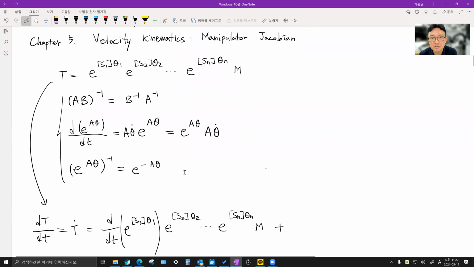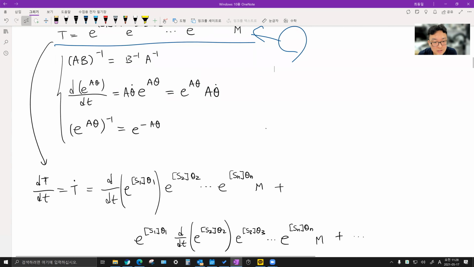Then let's continue to the velocity kinematics. We know this forward kinematics equation, and from this we should derive the velocity kinematics. The velocity is the derivative of the position. This is the position level, so we take the time derivative of this. Then dT/dt equals T dot, the time derivative of the homogeneous transformation matrix.